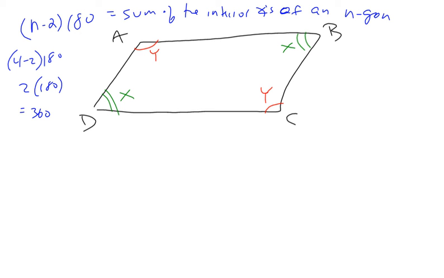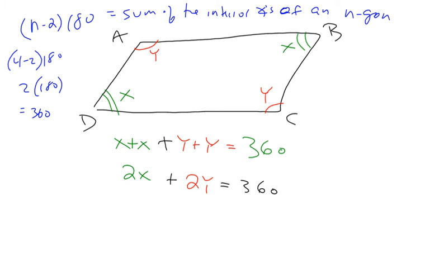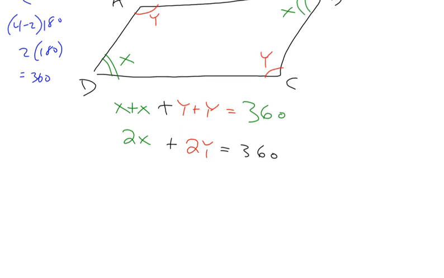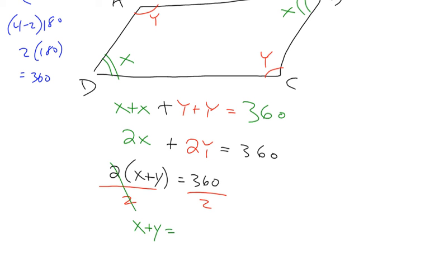So I know that the sum of the interior angles of this quadrilateral is 360, which means, using the variables, x plus x plus y plus y is equal to 360. Okay, I know that. So x plus x is 2x, so I have 2x plus 2y equal to 360. Now if I want, I can factor out a 2, so I have 2 times (x plus y) equal to 360. And if I want, I can divide both sides by 2, and I'll know that x plus y is equal to 180.